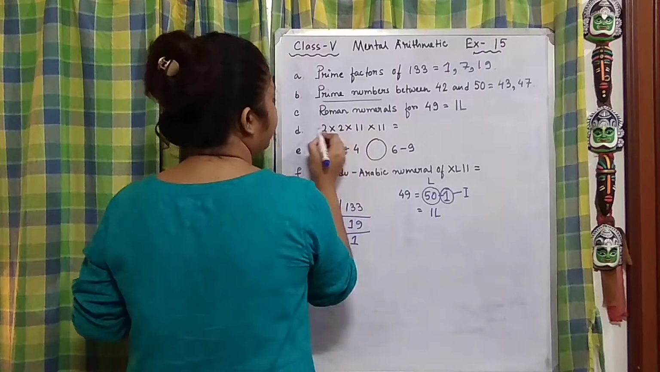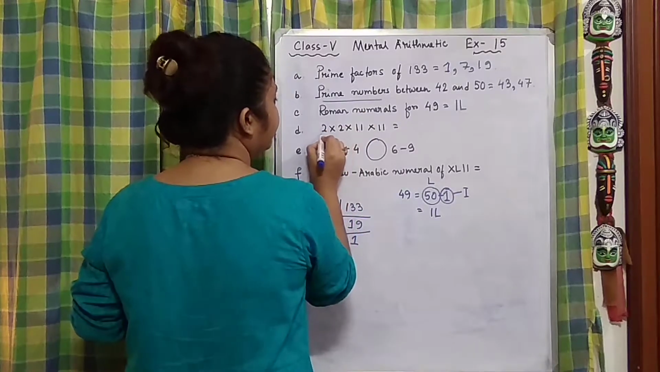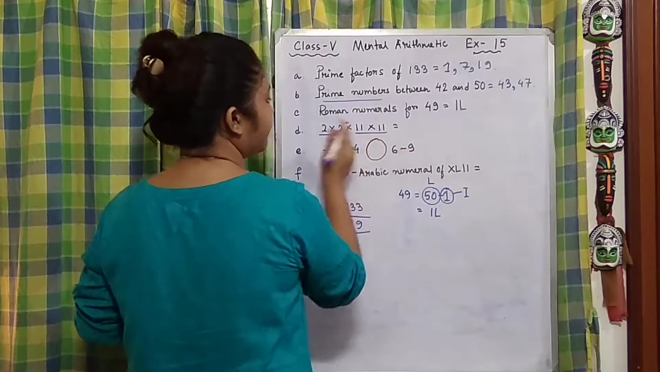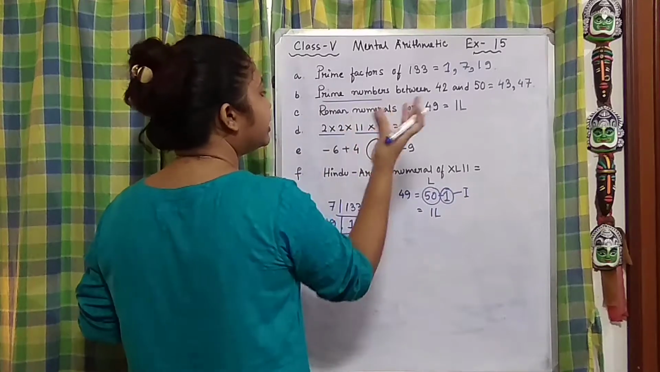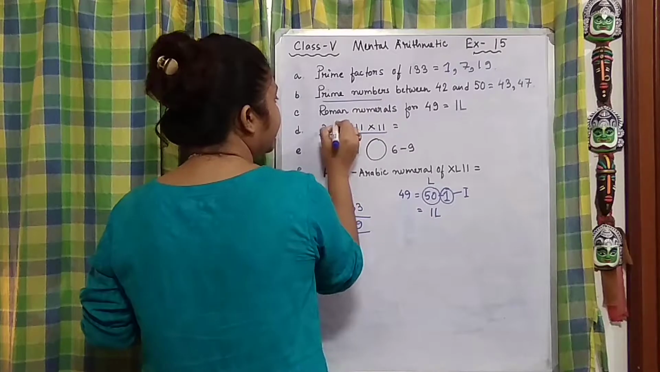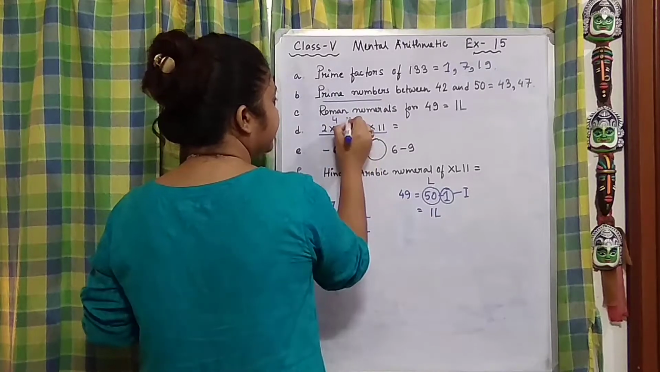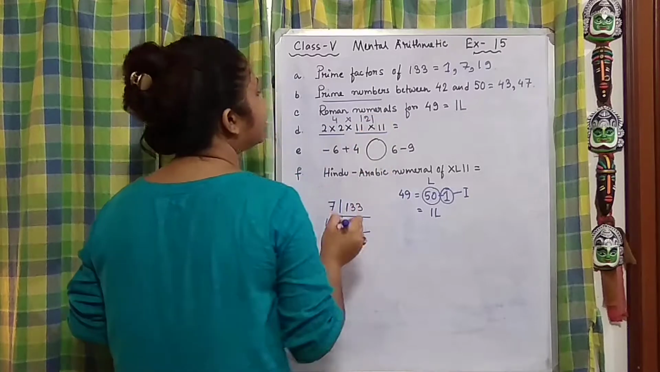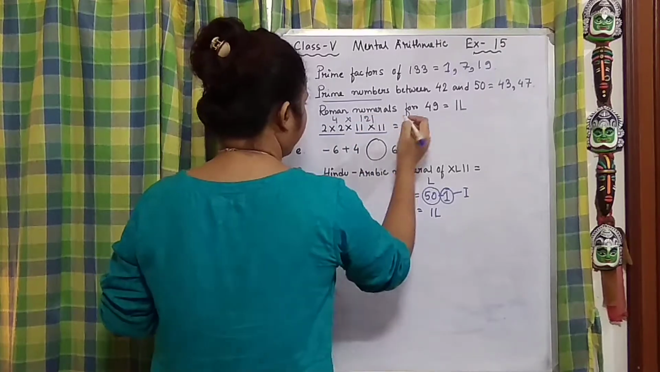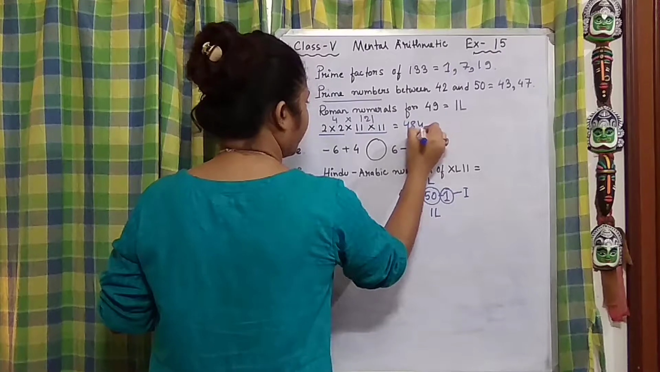Alright. Now we have to find the value of 2 into 2, into 11, into 11, all multiplied. How to do it in a simpler way? 2 into 2 gives 4 and then 11 into 11 gives 121. Now when 4 is multiplied with 121, it gives 484.